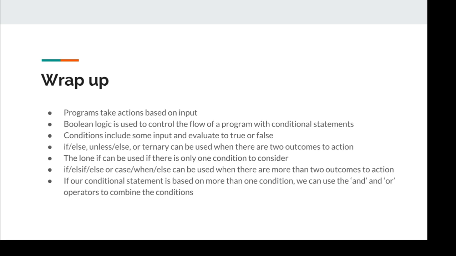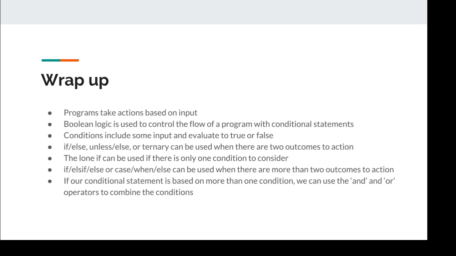Okay, so programs take actions based on input. We use Boolean logic to control the flow of a program with conditional statements. Conditions include some input and evaluate to true or false. They always evaluate to true or false, okay? The lone if can be used if there's only one condition to consider, only one outcome. If else, or case when else can be used when there are more than two outcomes. And if our condition is based on more than one condition, we can use the and or operators to combine the conditions. All right, any questions about that?